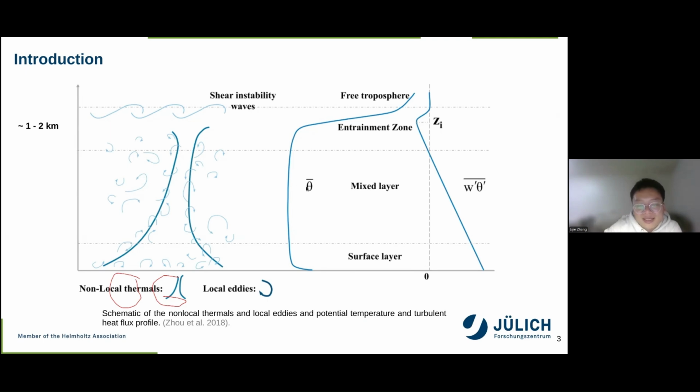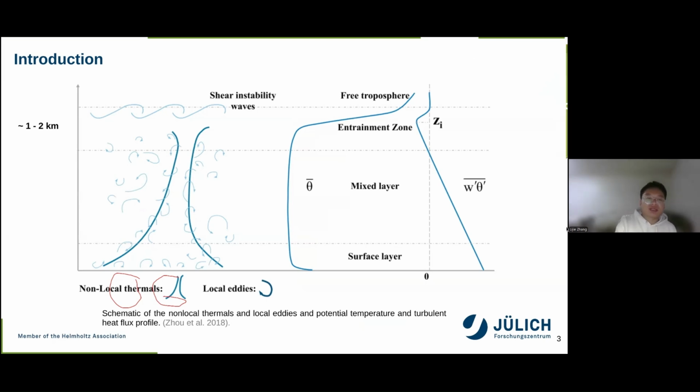Theta here is the potential temperature, which is a vertical line in the mixed layer, but has a strong inversion layer in the entrainment zone. On the right side, W prime theta prime is the turbulent heat flux. The turbulent heat flux decreases with height and reaches its minimum at the entrainment zone, and the height with the minimum value of the turbulent heat flux is used to determine the height of the boundary layer.